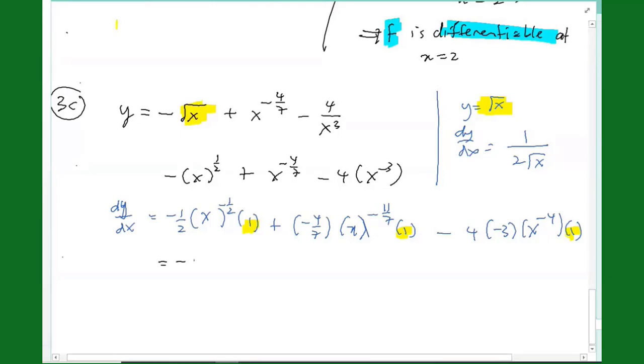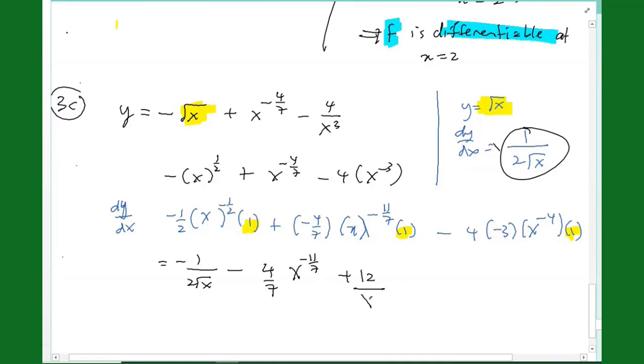This one is 1 over x. See, it is the same, if you memorize it. And then minus 4 over 7 x to the power 11 over 7 plus 12 over x to the power 4. Done. Check whether the answer is okay. Don't be careless. Number 3C.